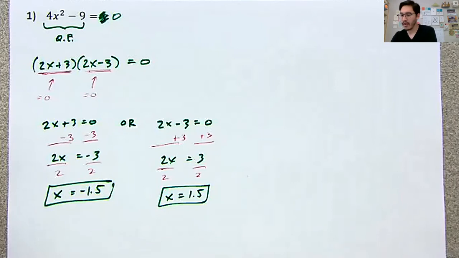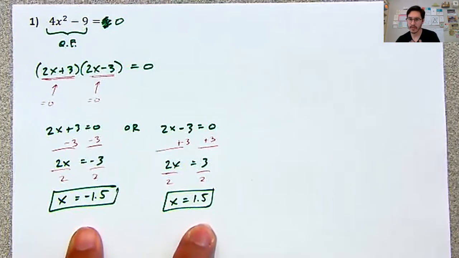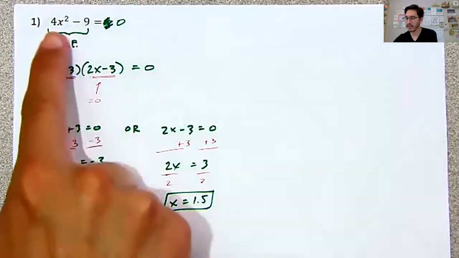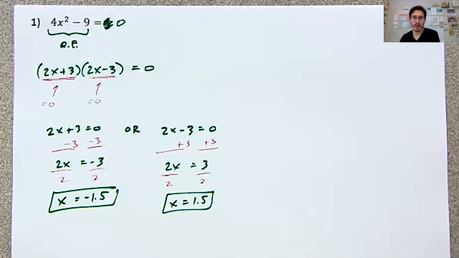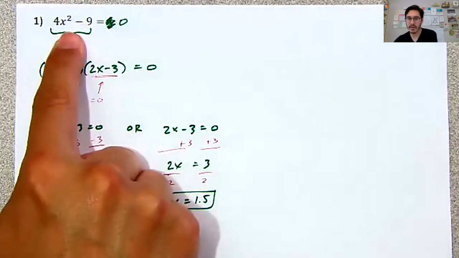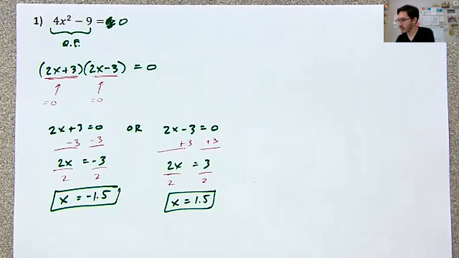+1.5. So I would encourage you to check your answers using algebra, right? Plugging it back into the original equation. Or if you want to quickly check your answer, just type this function into Desmos and look for those x-intercepts.